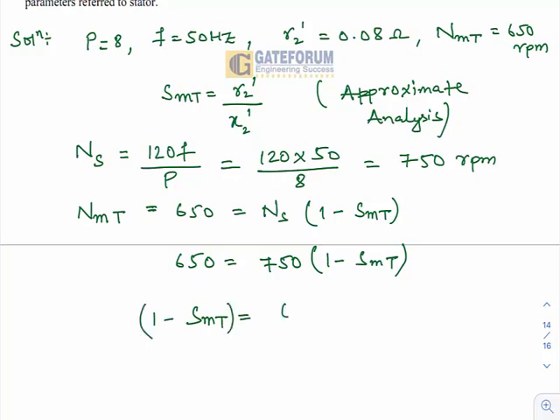1 minus SMT would be equal to 65 by 75. So 65 by 75 would come out to be 0.867. So SMT would come out to be 1 minus 0.867, which would come out to be 0.134.